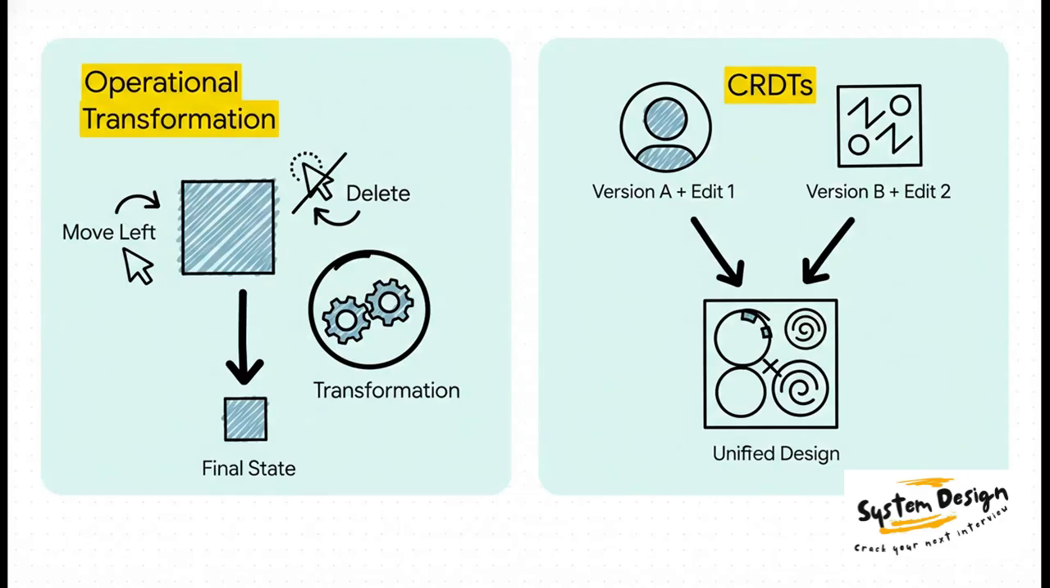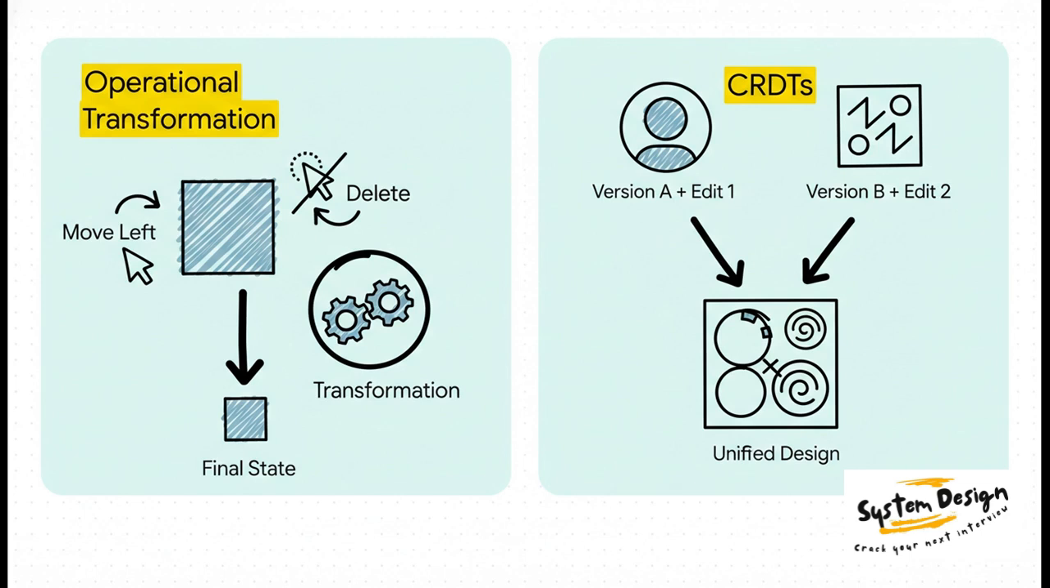Now, this is where it gets really, really tricky. Just imagine you move an image to the left at the exact same millisecond your colleague deletes it. Uh-oh, what's the right outcome? To solve this, engineers use some really sophisticated strategies. One is called operational transformation, or OT.